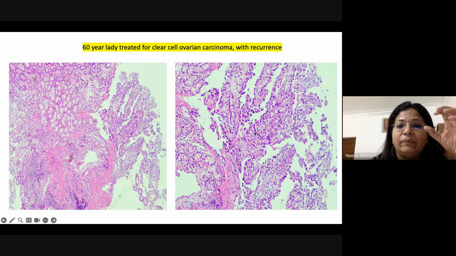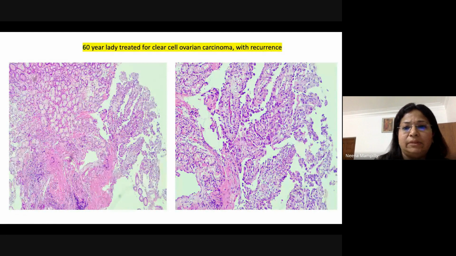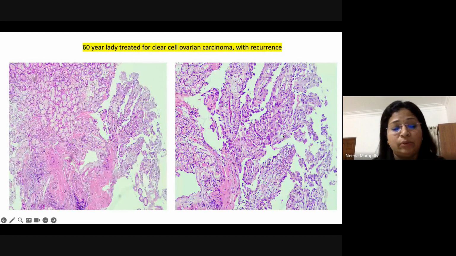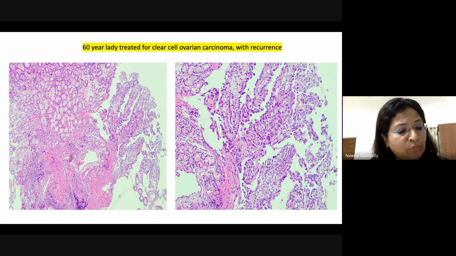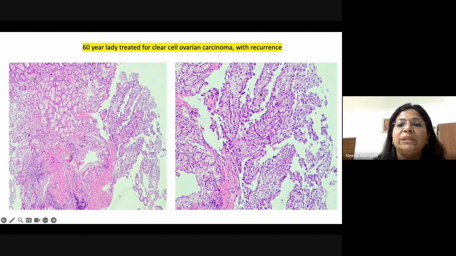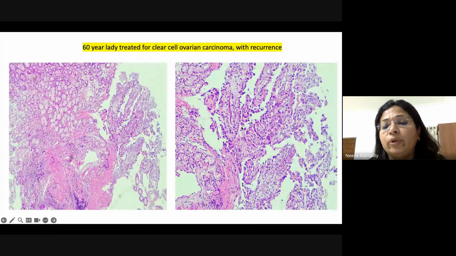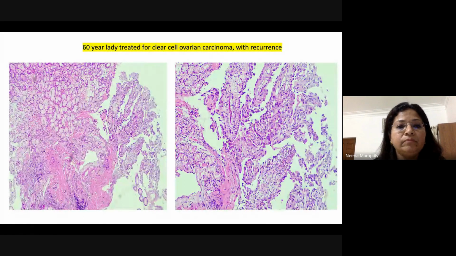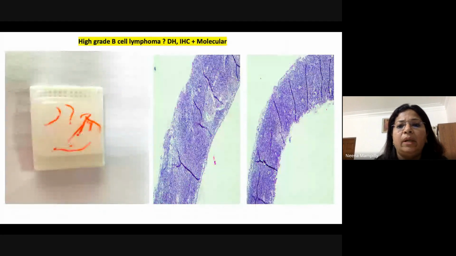But we decided to discuss with the treating oncologist: should we go ahead with IHC, or would you want tissue for molecular? Because if we start with IHC, we won't have tissue for molecular. So before we start, we have to discuss with the oncologist and be aware of what is to be done. In this particular case, the oncologist told us to proceed with IHC because, as he said, there was no role for immunotherapy for this particular clear cell ovarian carcinoma. So that's what we did. And that was a clear cell ovarian carcinoma metastasis.